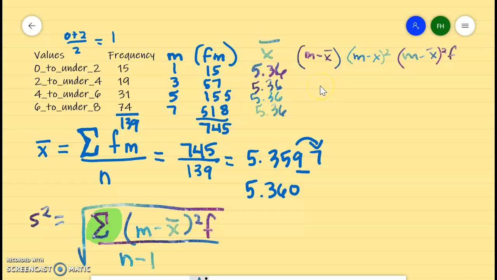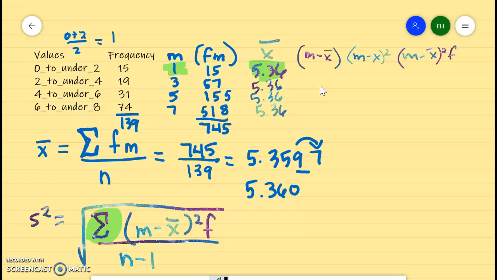Okay, so let's do the column, the midpoint, which is 1 minus 5.36. So we're doing 1 minus 5.36, the midpoint minus the mean.